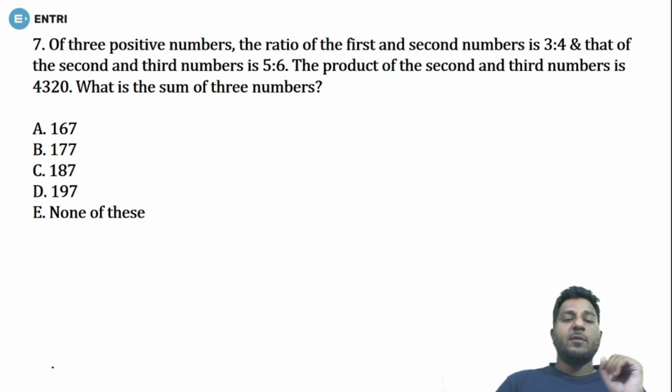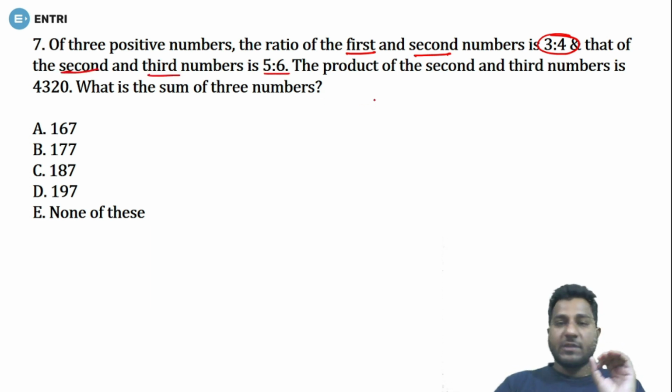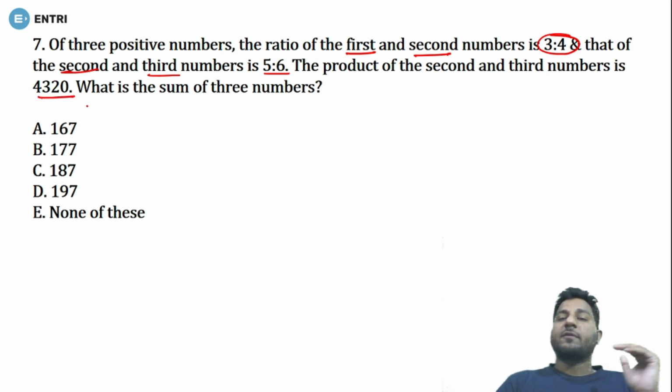All right, let's see what the next question is like. Of three positive numbers, the ratio of the first and second is given as 3:4, and that of the second and third is given as 5:6. The product of the second and third number is given as 4320. What is the sum of the three numbers?